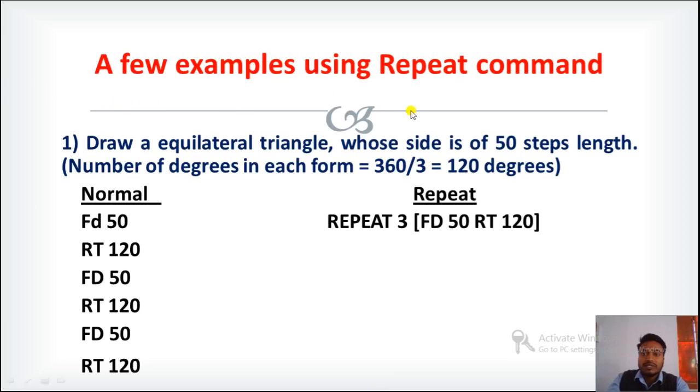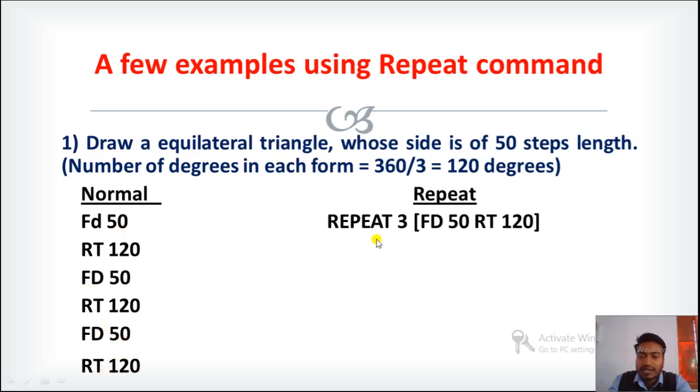Then a few more examples using the repeat command. Here we have to draw an equilateral triangle whose sides are 50 steps in length. The number of degrees in each turn is equal to 360 by 3, equal to 120 degrees. So all three sides are 50 steps, and the degree we have is 120 degrees. So we can write the program like this: FD 50 RT 120, FD 50 RT 120, FD 50 RT 120.